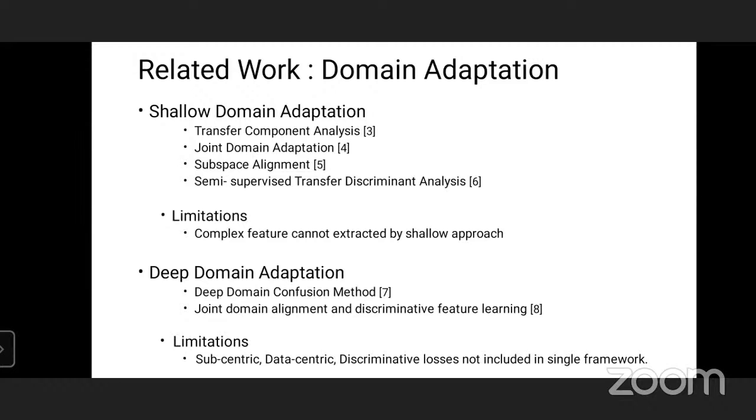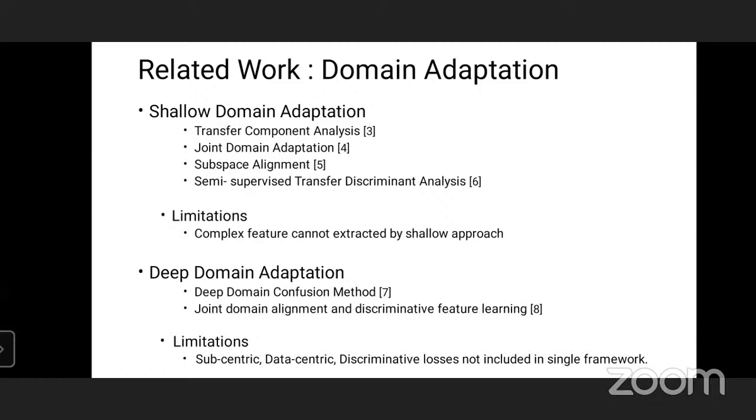Shallow domain adaptation simply consists of a small number of layers, used for simple information retrieval or feature extraction. We are going to use shallow domain adaptation. Here we have already achieved transfer component analysis, joint domain adaptation, subspace alignment, and semi-supervised transfer domain discriminant analysis. Like this, we are going to achieve some state-of-the-art experiments. But the limitation is that shallow domain adaptation cannot be applied to complex features. If we have a larger number of features, it cannot extract the information with the help of shallow domain adaptation.